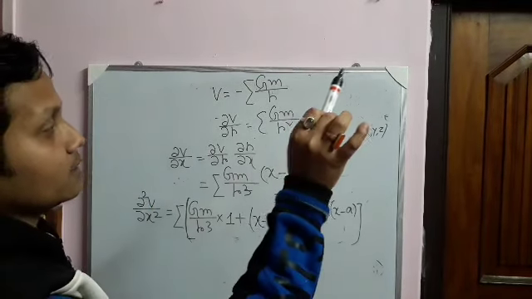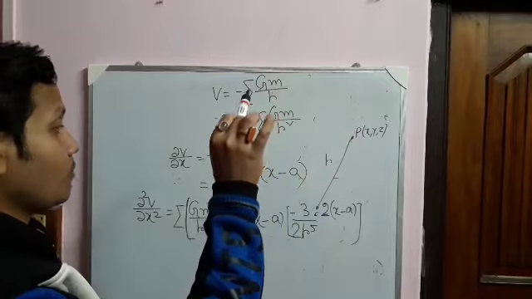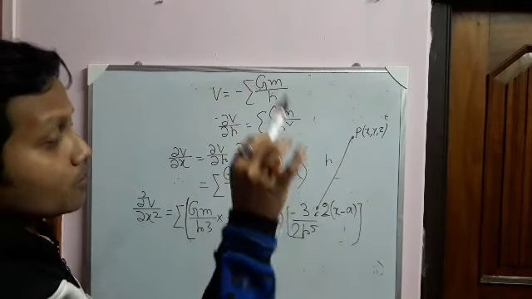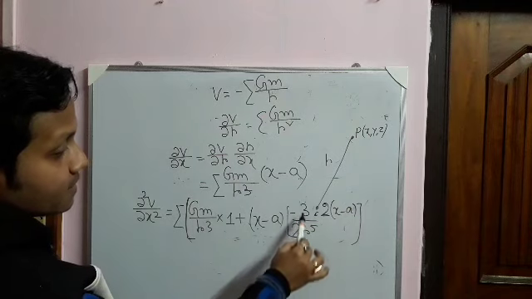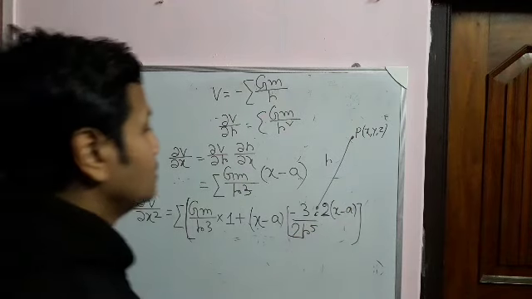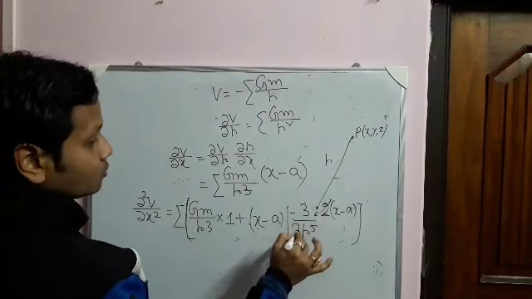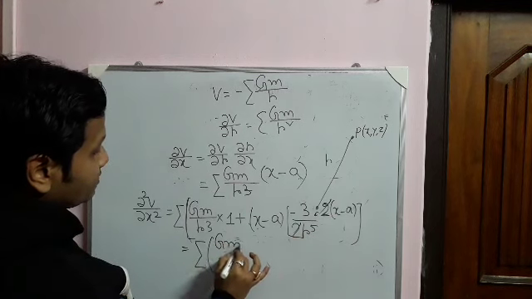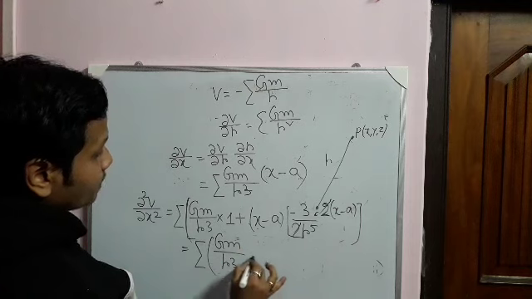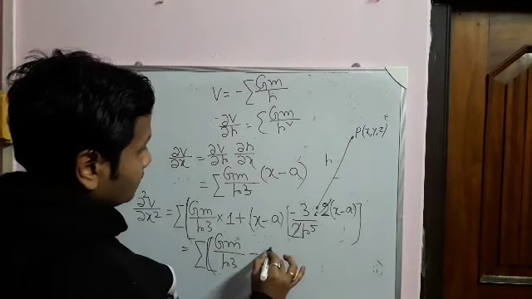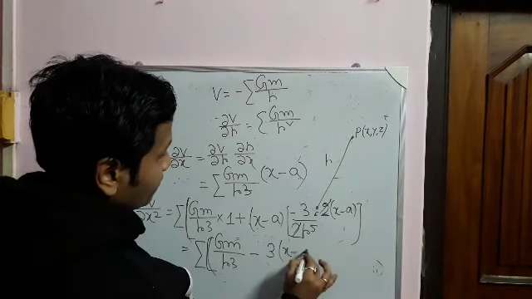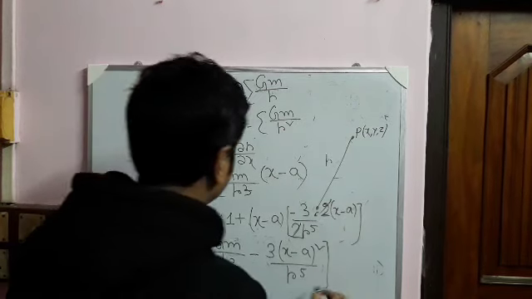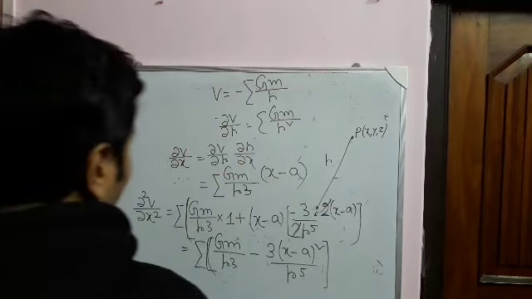And if you take it in, that will be to the power minus half. That means minus half to the power 3 by 2. So that will be minus 3 by 2 R to the power 5 into this, 2 cancel. So what will be the result? The result will be Gm by R cube minus 3 into x minus a whole square by R to the power 5. Okay, this is the value of del 2V del x2.